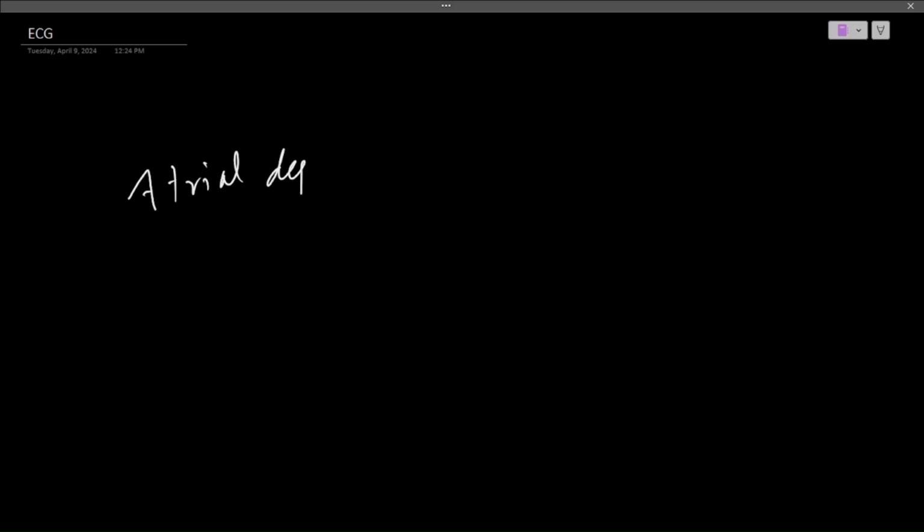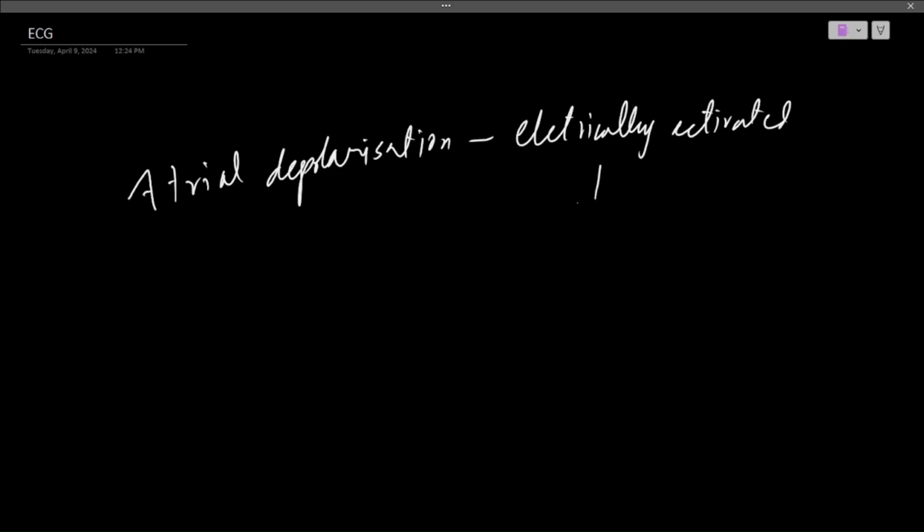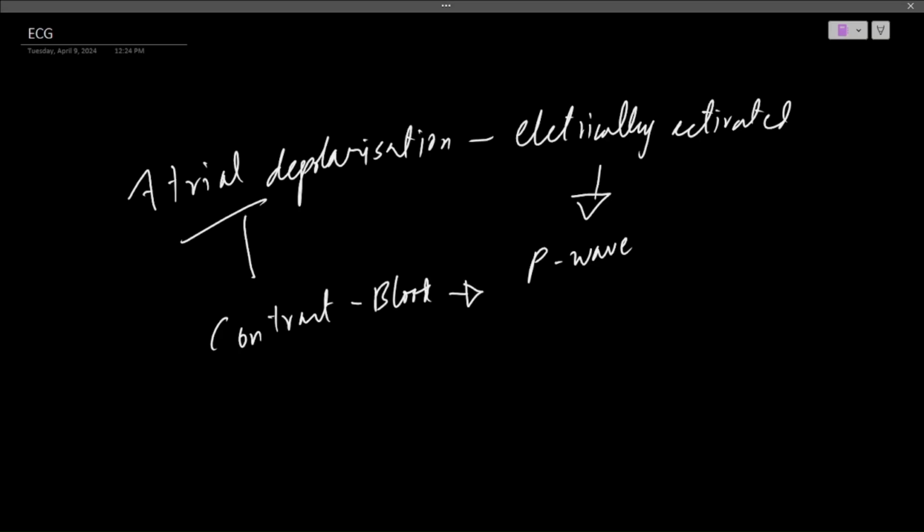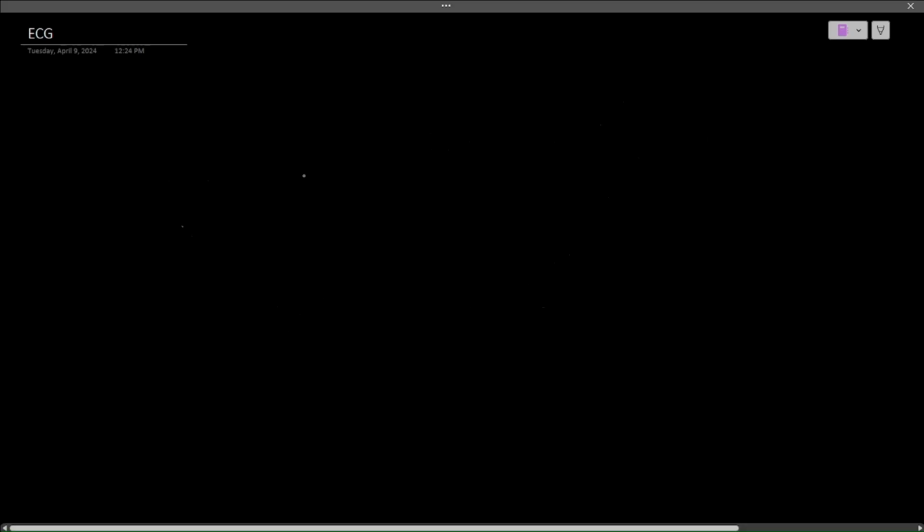Atrial depolarization, the atria becomes electrically activated, and that results in the P wave that we see in the ECG. What happens in the atria shortly afterward is that the atria contract, and the blood inside of them is pushed into the ventricles. Now, this electrical signal reaches the AV node.